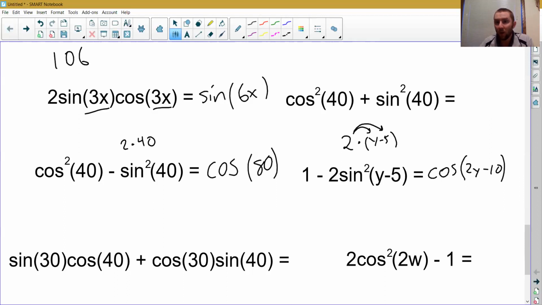If you have any questions at all about these double angle formulas, or how they're going to be applied, or what we need to be able to recognize, particularly in number 106, please reach out to me and let me know so that I can help.